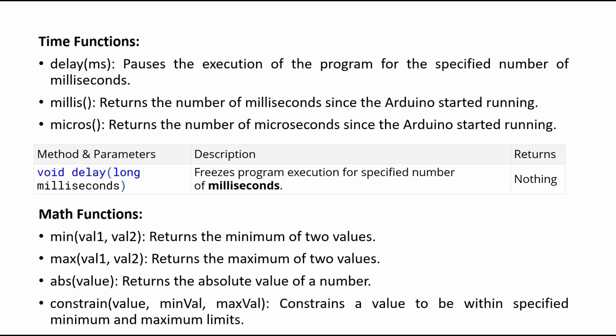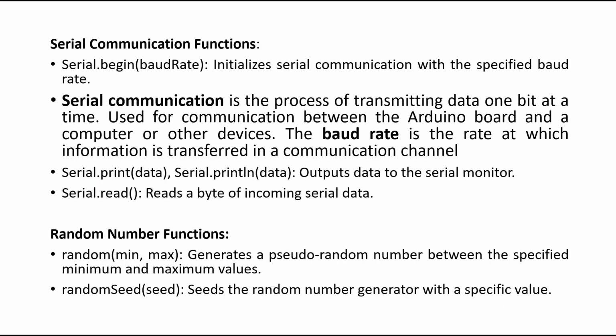Then we have time functions like delay, millis, micros and all. We will be using delay, in which we pass the number of milliseconds as the argument, so that the program is paused for that number of milliseconds. And we have mathematical functions like minimum, maximum, absolute value and constrain. Then we have serial communication functions.